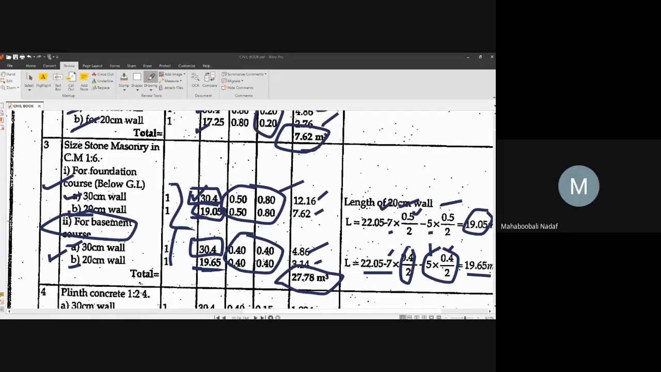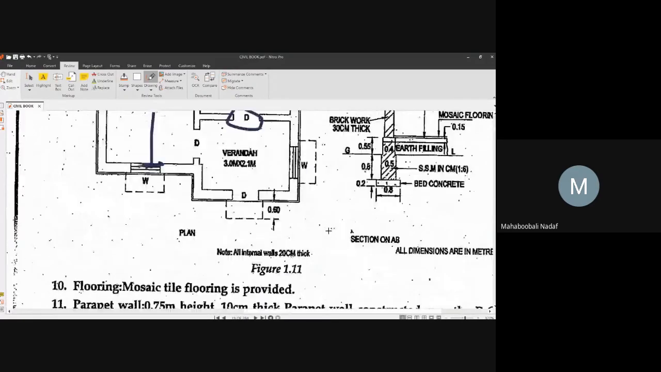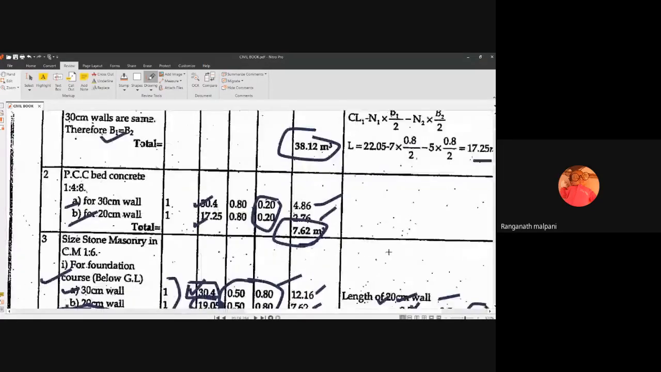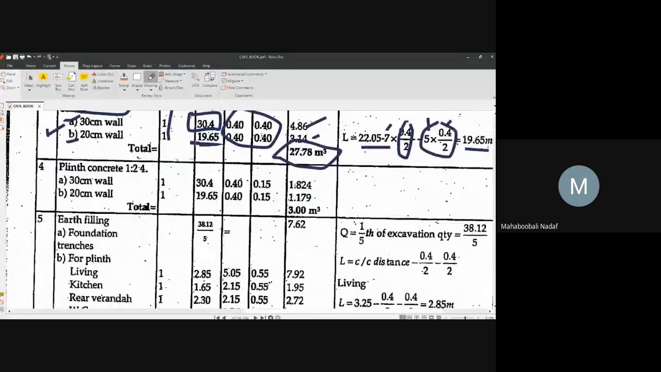Okay. Similarly for plinth concrete. Plinth concrete, what is the width? Only this width is 0.4 and the thickness is 0.15. Same, no problem. So that same length you are writing here. Why? Because the second footing of the sandstone masonry and the plinth concrete are both the same. Plinth concrete means DPC. So you are writing it the same. Only there is a change in depth, 30 centimeter, 20 centimeter. You are writing it in the quantities.